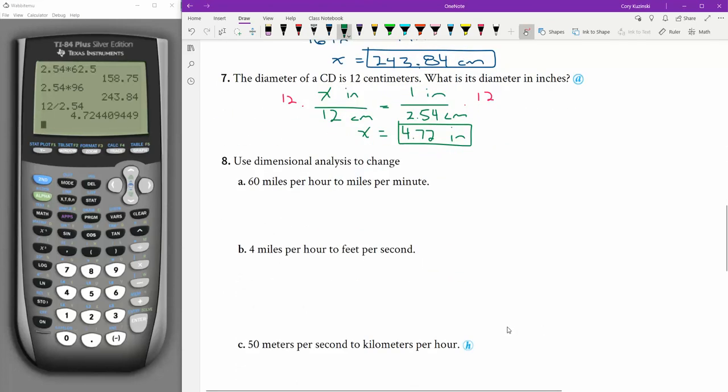Dimensional analysis. Now, you can't know what dimensional analysis is unless you read the rest of section 2.3. There's a pretty good description of it in example B on page 114.